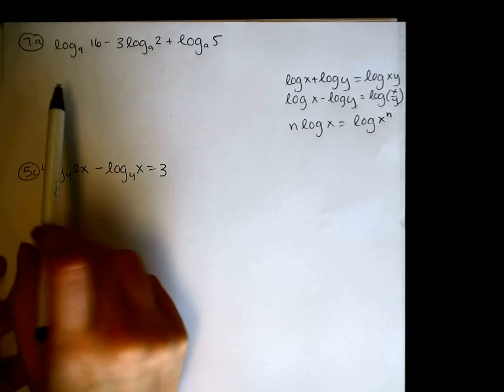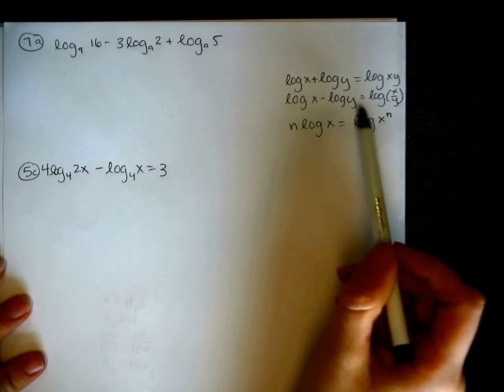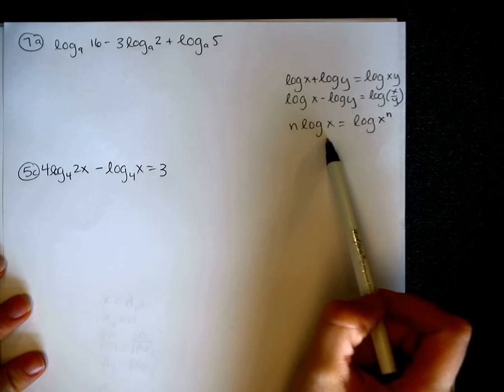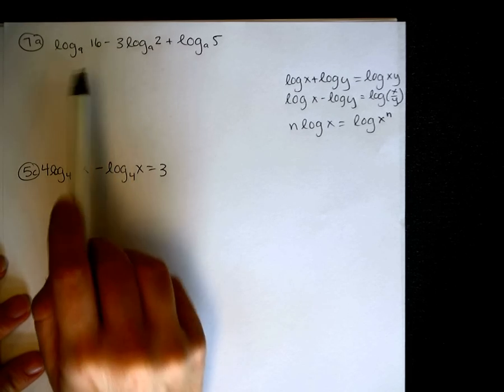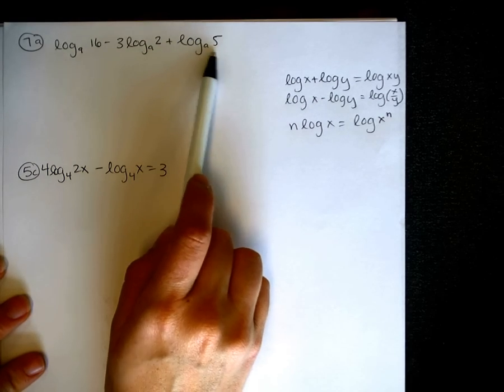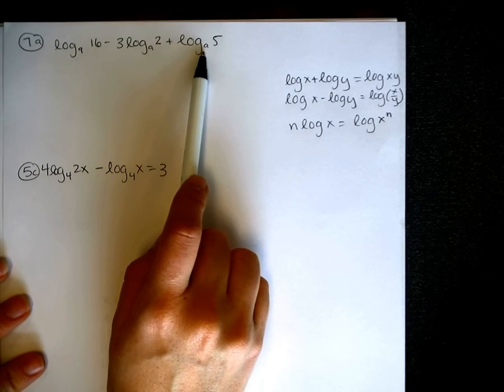All right, so I'm going to go over two problems from your review that are over the properties of logarithms, which I listed off here to the side. The first one is 7a, and notice these are all log base a, so I should be able to find a way to combine them.